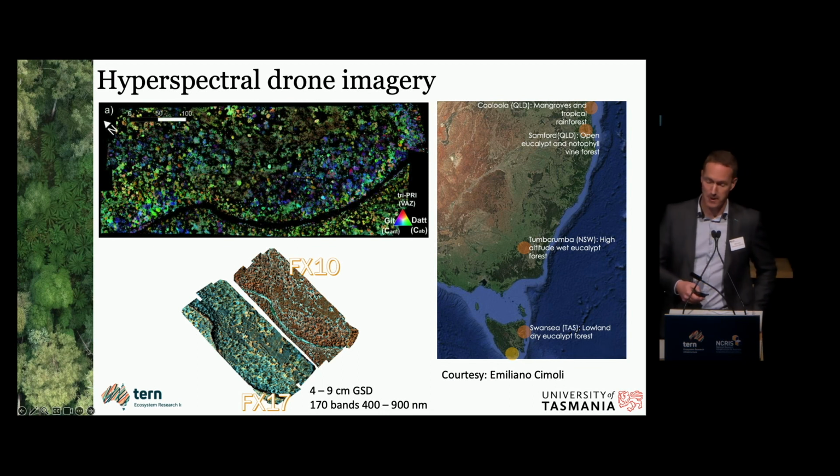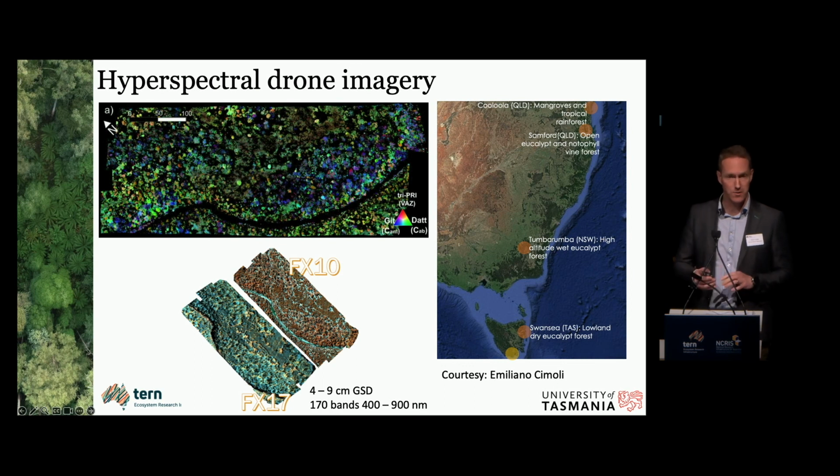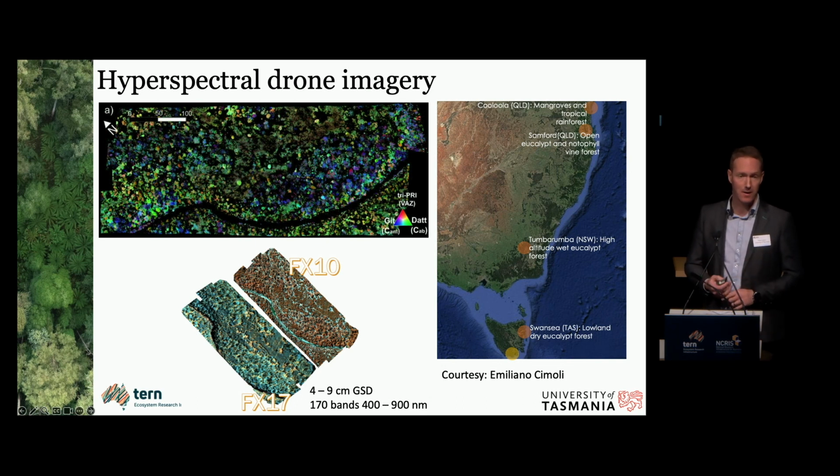This is some material from a postdoc of mine, Emiliano Cimoli, showing that we can extract traits from the hyperspectral data. So we're looking at things like chlorophyll content, carotenoids, anthocyanins, mapping pigment concentrations at that 4 to 6 centimeter spatial resolution level. And that allows us to look at these physiological traits across the landscape and also look at the variability within crowns. So in the next phase, we're really keen to deploy this system across super sites and dedicated CalVal sites for satellite calibration and validation.